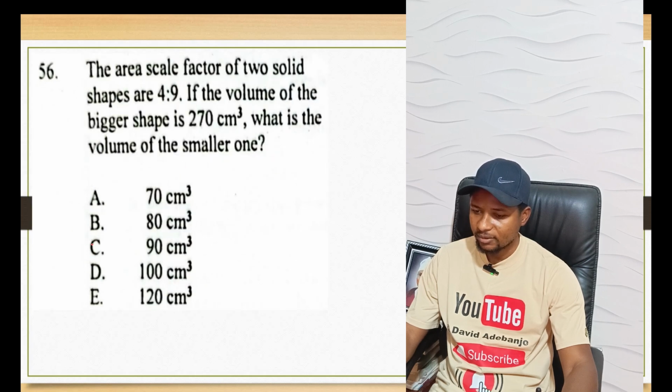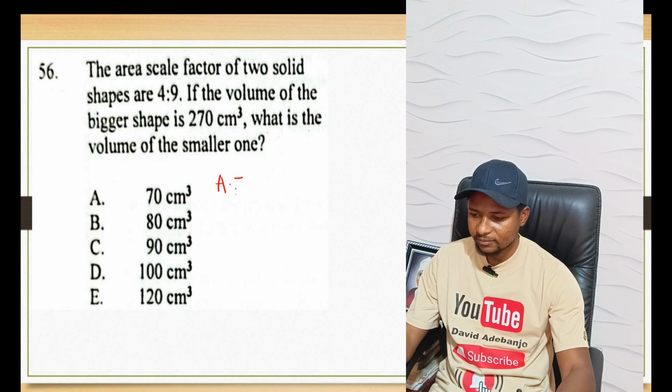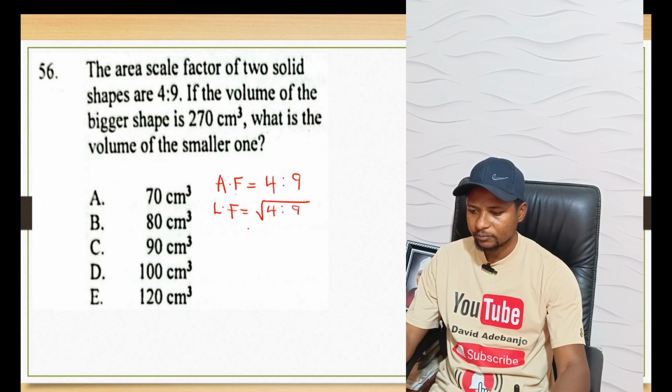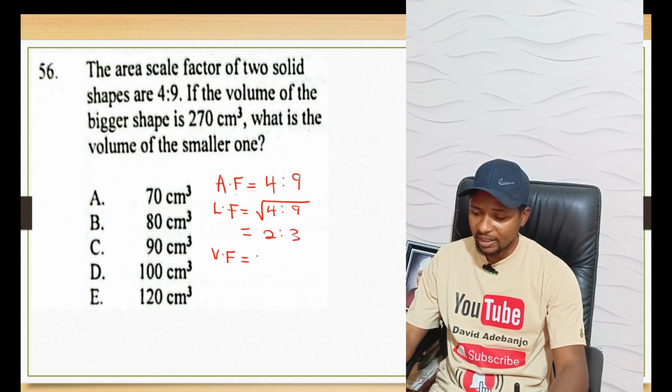Moving on to 56. The area factor of two similar shapes is 4 to 9, and they're talking about volume. So first of all, you have to find the linear factor. As I've said, you take the square root of the area factor, and that will give you 2 to 3. Now you can find the volume factor by taking the cube of the linear factor. That's 2 cubed ratio 3 cubed. That will give you 2 times 2 times 2, that's 8, and 3 times 3 times 3, that's 27.